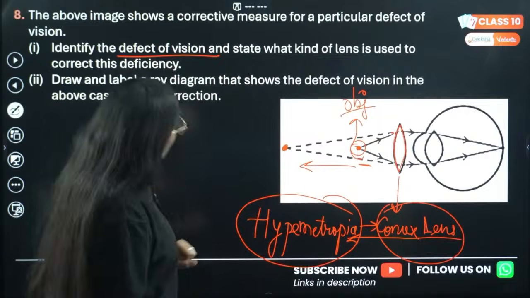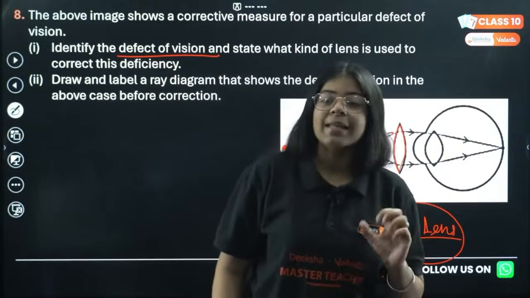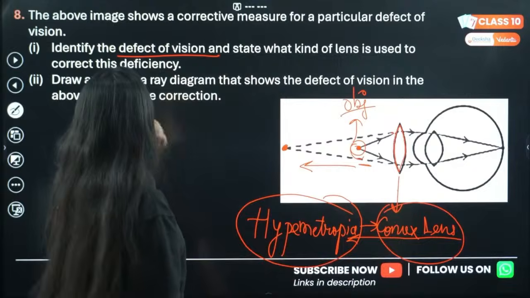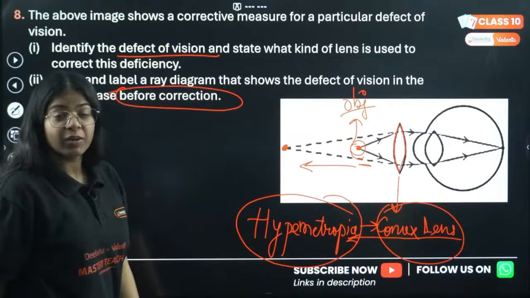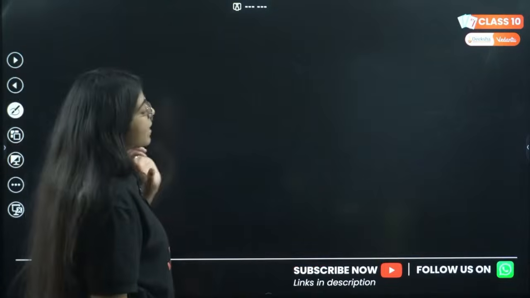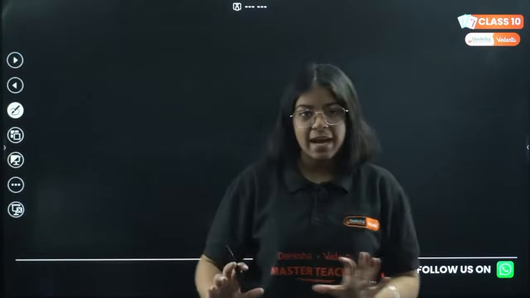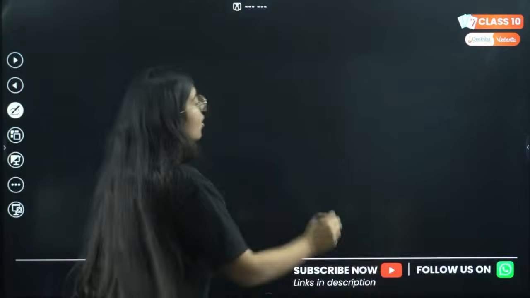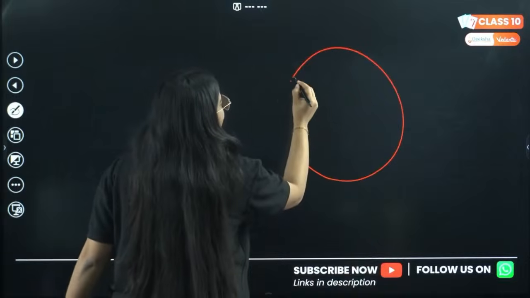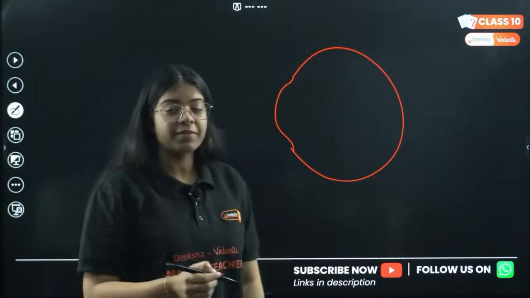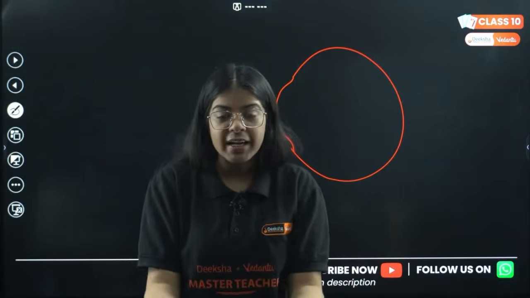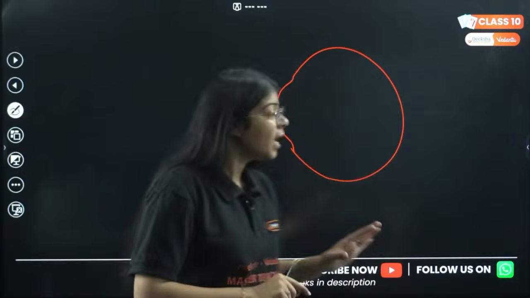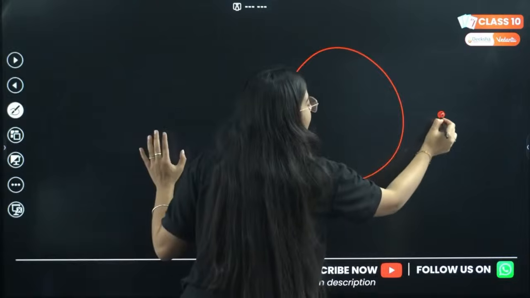Now draw and label a ray diagram that shows the defect of vision in the above case before correction. Read carefully, before correction. So they are asking me to draw the diagram of the same defect but before correction. For this you should know, in myopia and hypermetropia, in one case the image forms in front of the retina, in another case it forms behind the retina. In hypermetropia, the image is always formed behind the retina.